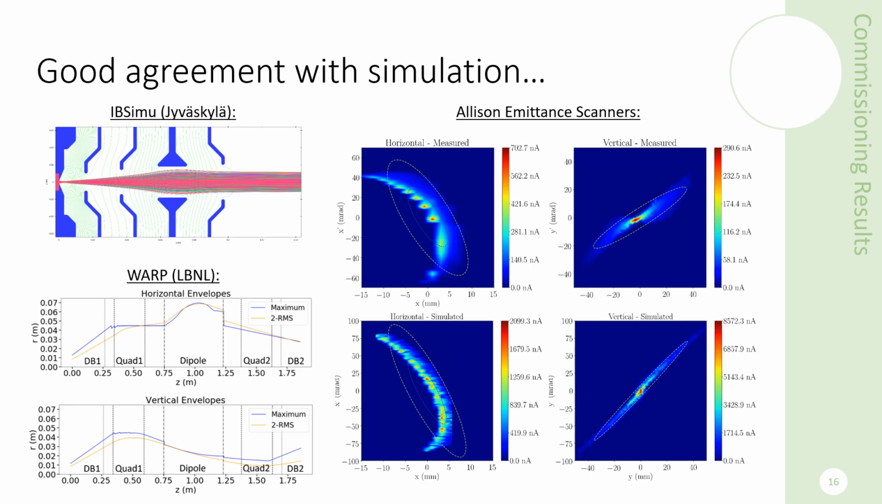Here you can see the measured phase spaces on the top for one particular setting, and then the simulation on the bottom that match the numerical values quite well. And also you can see that qualitatively they agree in terms of what kind of effects you see from aberrations at the entrance and the exit of the dipole mostly.